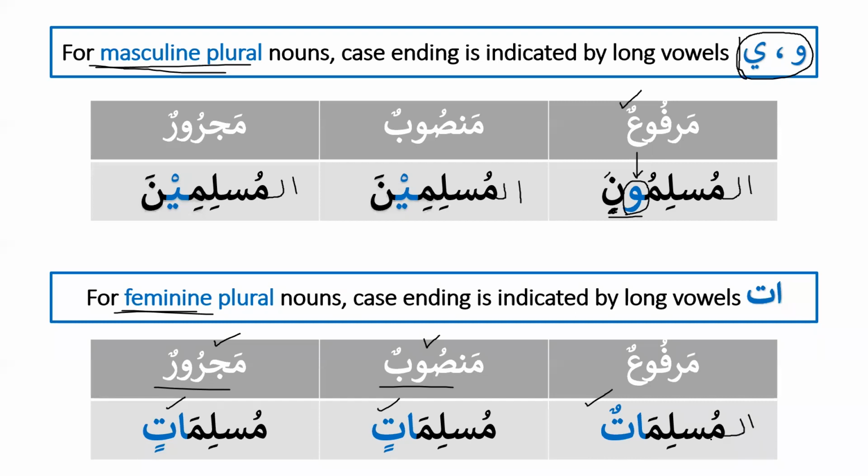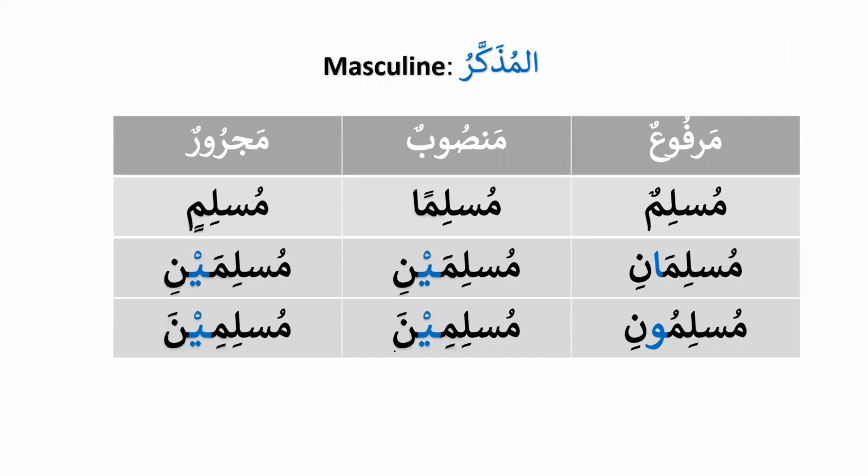However, here we need to be careful. When we have al-muslimat, then what happens? The tanween will disappear and we will only have dhamma. And why do we have only dhamma? Because we know that al and tanween do not come together, so it will be al-muslimatu. Similarly, when we have mansub, it will be al-muslimati. And similarly, with the majroor and al, it will be al-muslimati. So it will also be majroor, as we can see over here. So that's why sometimes we get atun and sometimes we get atin. Excellent.